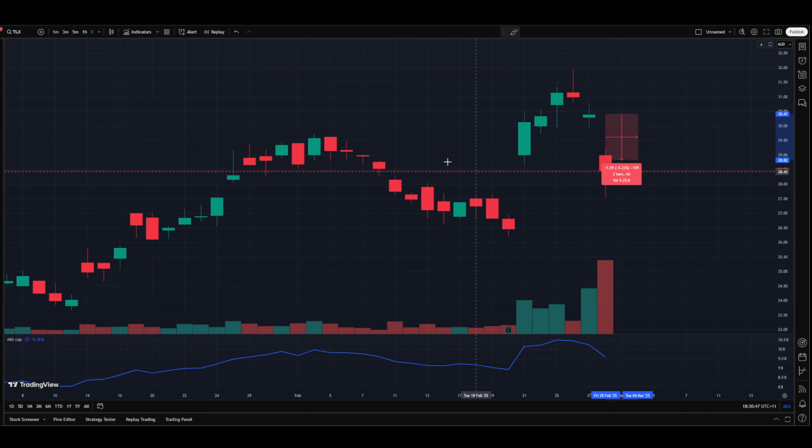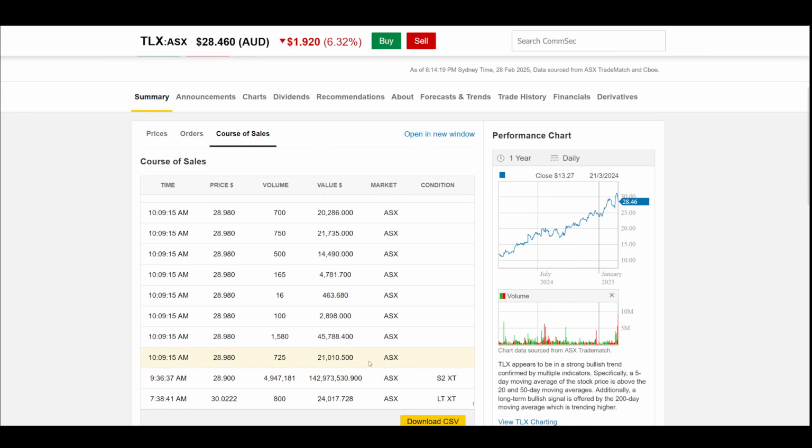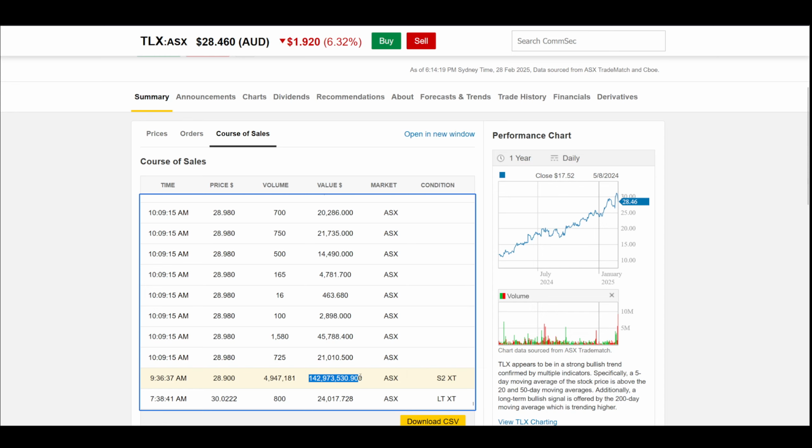Because in order to move $142 million worth of shares, you're generally going to get a bit of a discount. The buyer's just going to get a discount to buy that many shares. And I believe that's what happened. But again, it's not nice to see someone offloading 142 million shares at a discount. It's just not a nice thing to see.